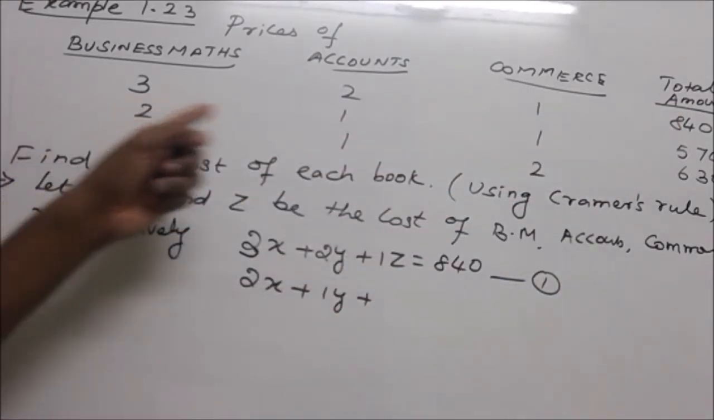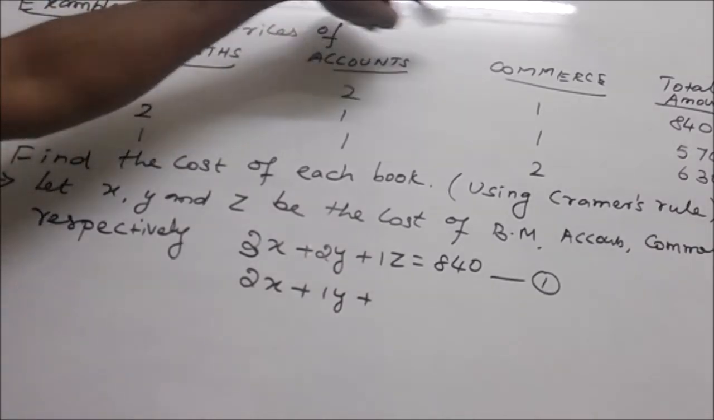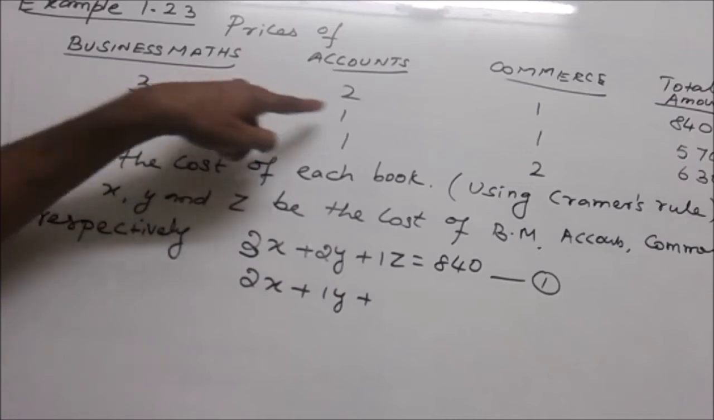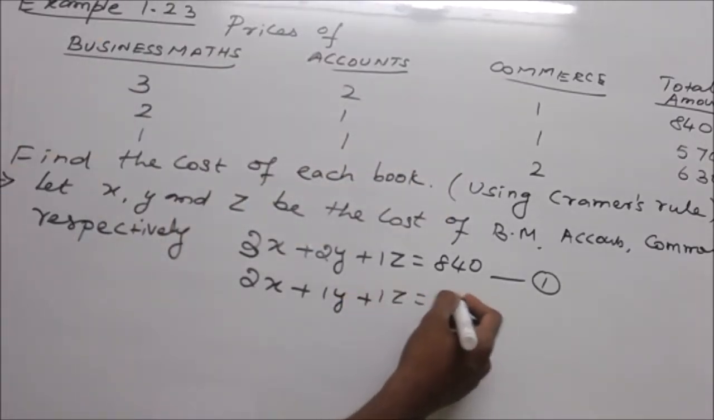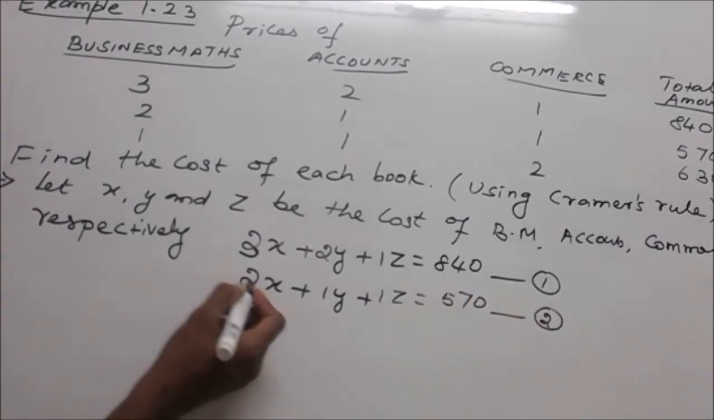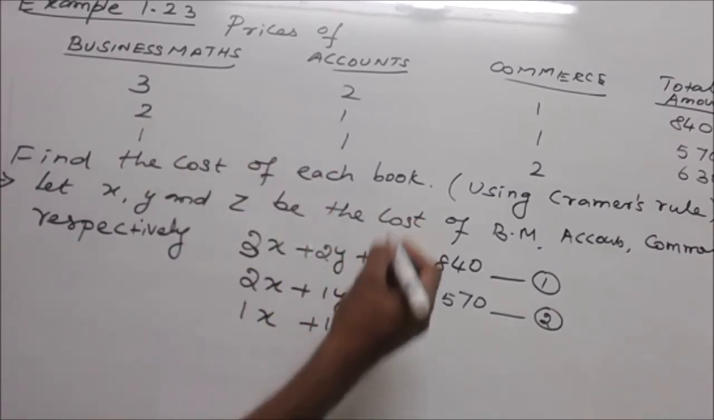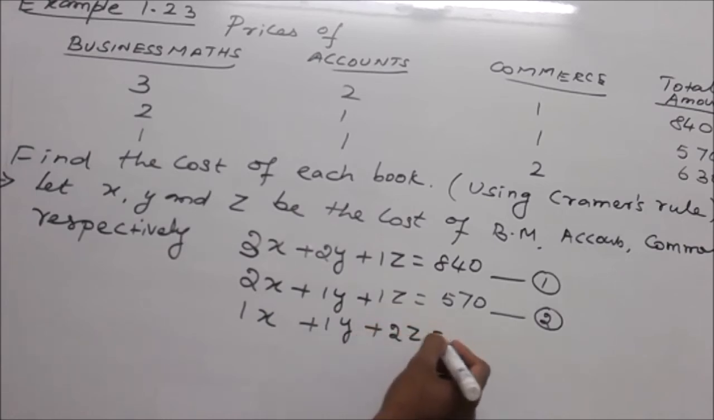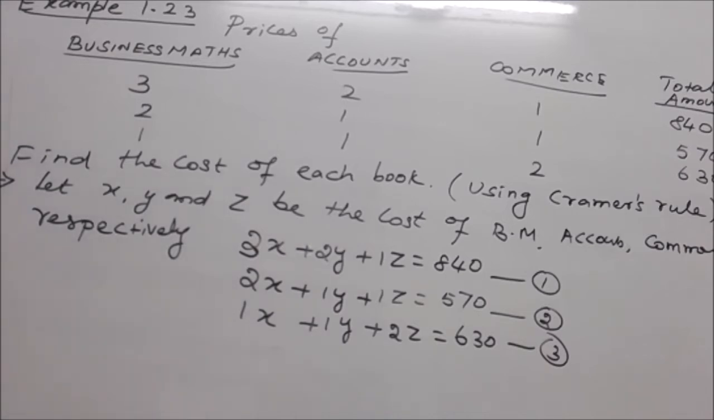And then by the second data, we have 2x, business max means x, accounts means y, commerce means z: 2x plus 1y plus 1z equal to 570. This is equation number 2. And the third equation is 1 business max book 1x, 1 accounts book 1y and 2 commerce books 2z, equal to 630. This is equation number 3. There are 3 linear equations formed. Now we will solve by using Cramer's rule.